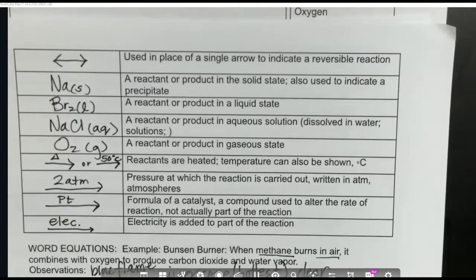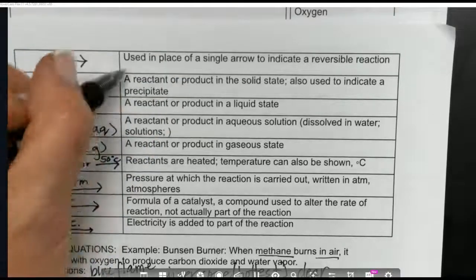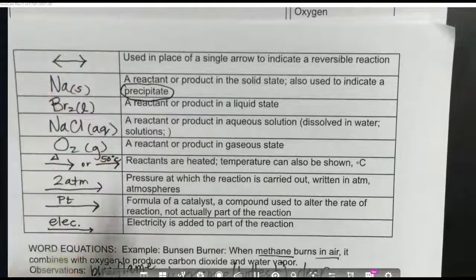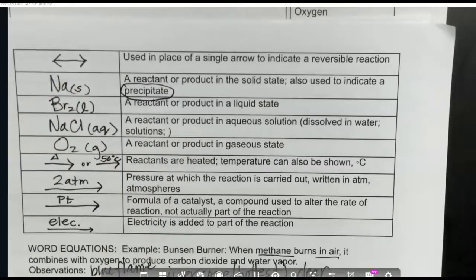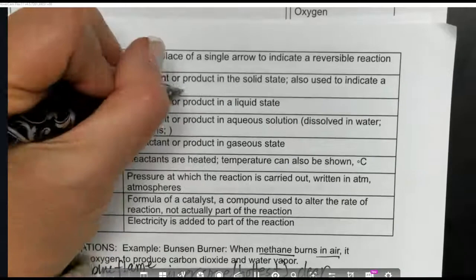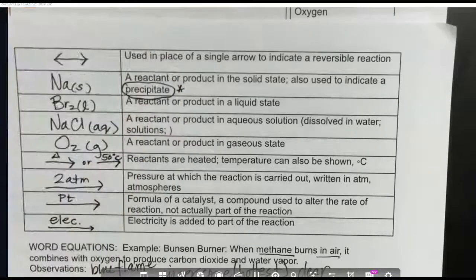All right. Other symbols that we are going to use are double-sided arrows to indicate a reversible reaction, a small s to indicate a solid, also known as a precipitate. That is terminology that you will hear again. That's why I circled it. I'm going to put a star next to it. It is tested, so you'll need to make sure you remember precipitate means solid.